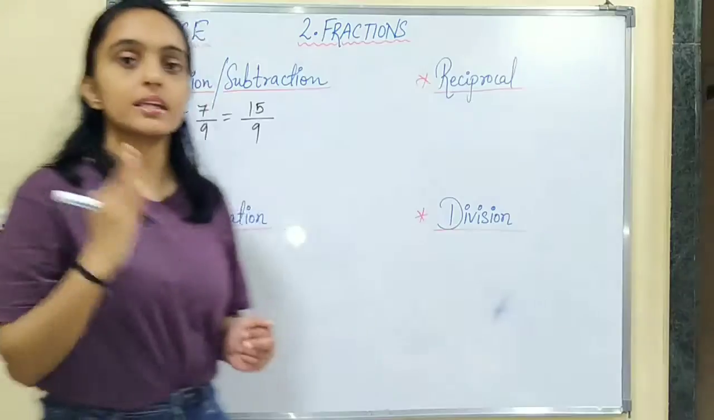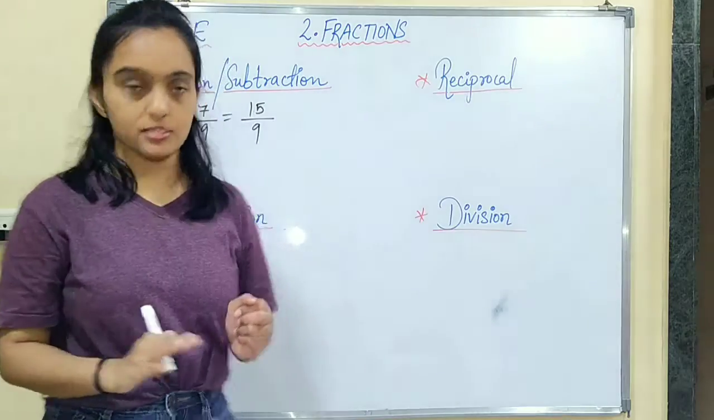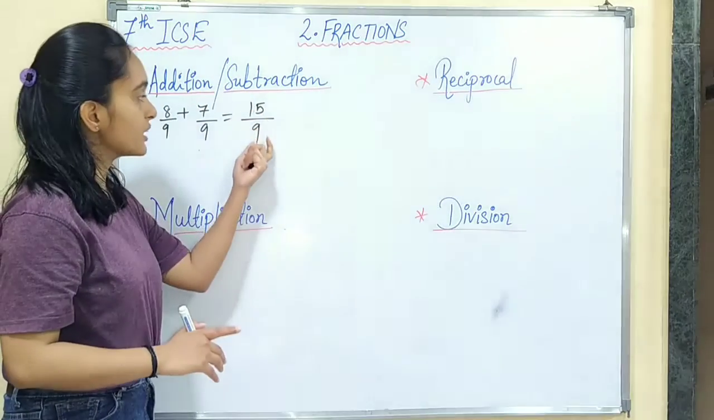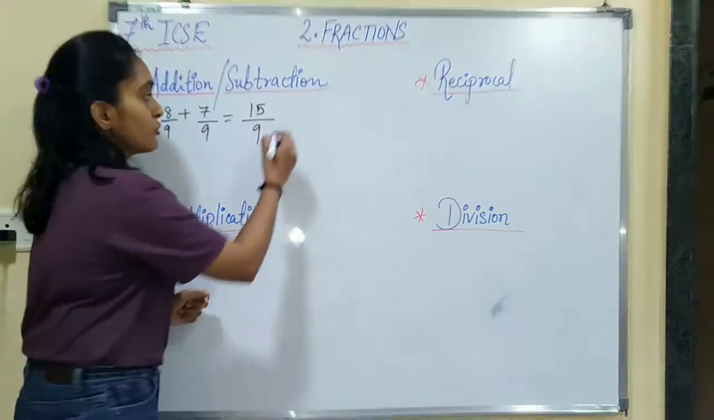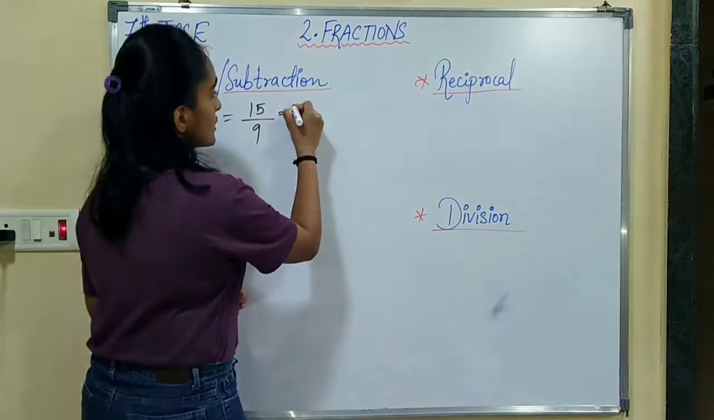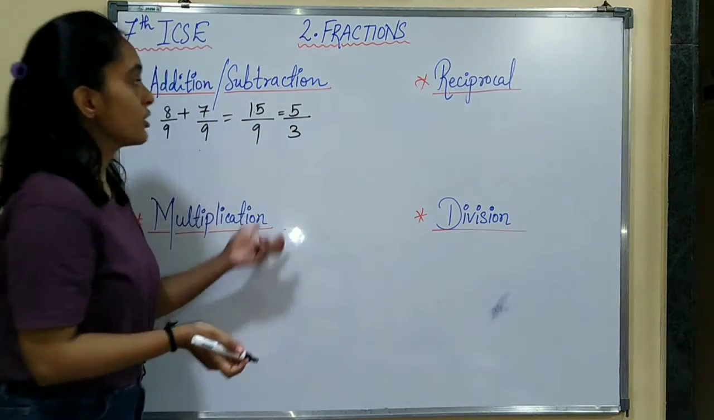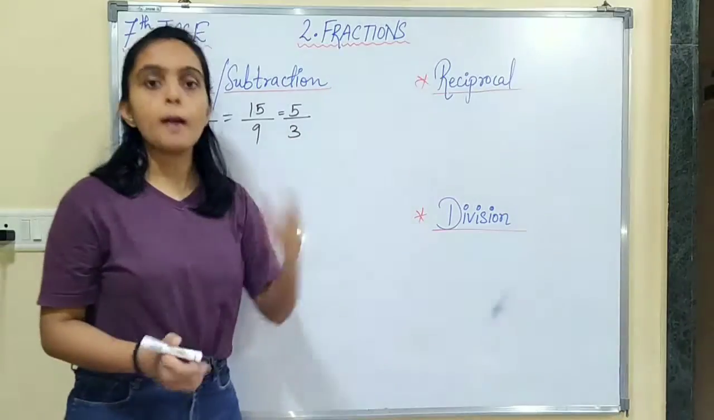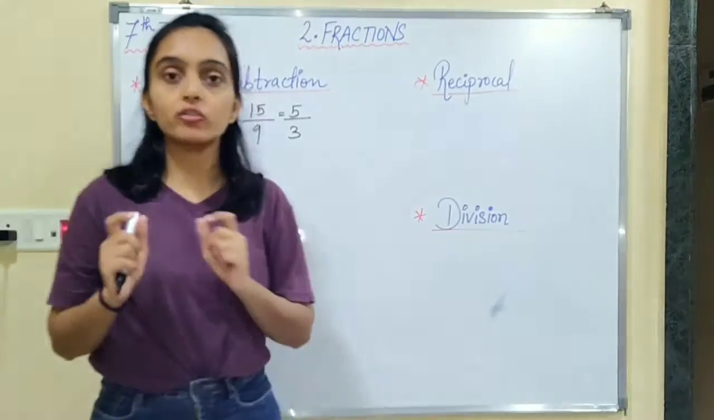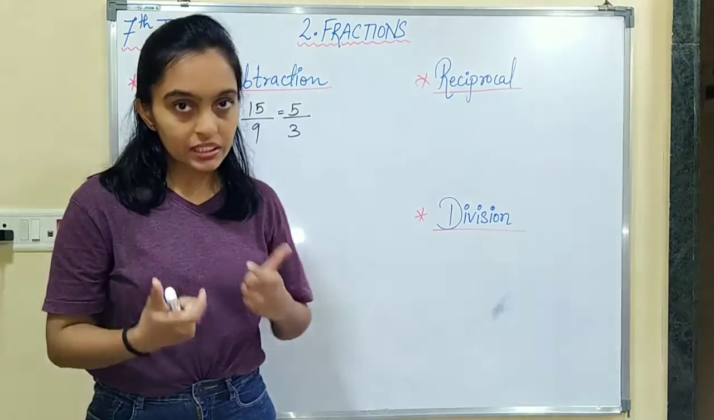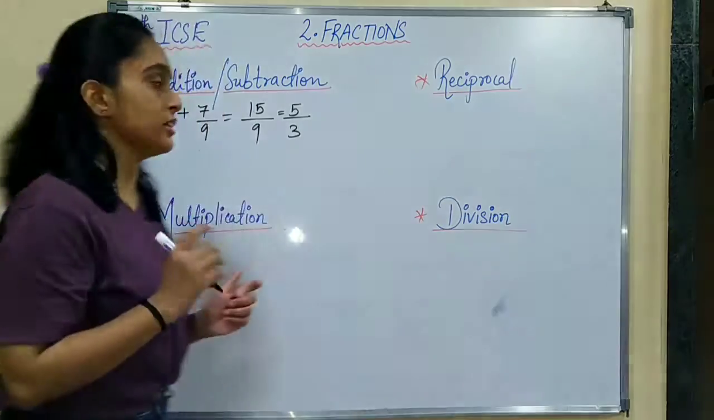And then the next step is to reduce the final answer. Here both the numerator and denominator are divisible by 3, so we can reduce it. 5 3s is 15 and 3 3s is 9. So your final answer will be 5 upon 3. But for unlike fractions, we have to first equate the denominators and then simplify.